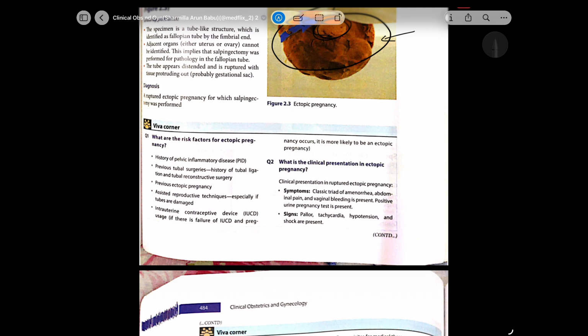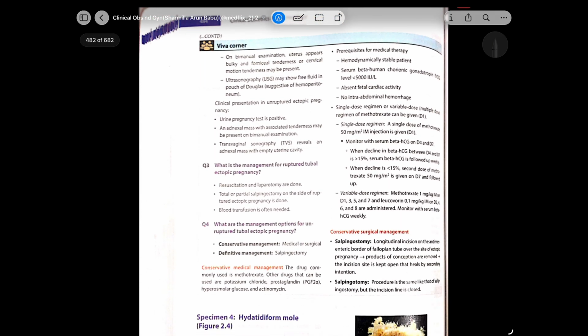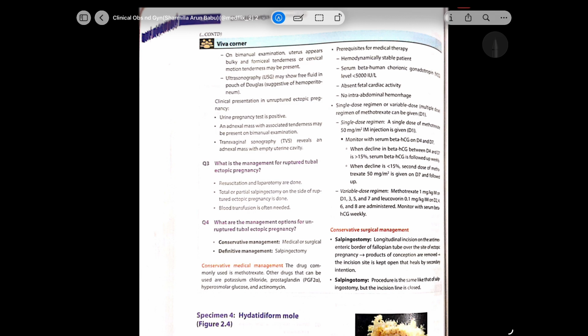What is the clinical presentation in ectopic pregnancy? The classic triad of amenorrhea, abdominal pain, and vaginal bleeding is present. Urine pregnancy test is positive. Signs: pallor, tachycardia, hypotension, and shock are present. On bimanual examination, the uterus appears bulky and fornical tenderness or cervical motion tenderness may be present. Ultrasonography (USG) may show free fluid in the pouch of Douglas, suggestive of hemoperitoneum.